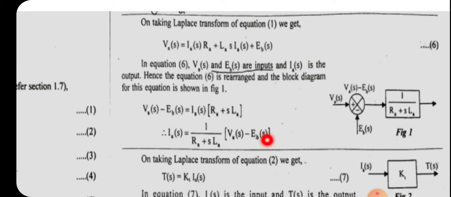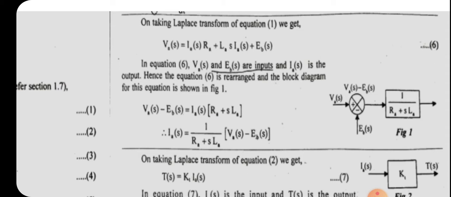So VA of S minus EB of S is equal to IA of S into RA plus S into LA. This is a simple rearrangement of equation 6. From it we find IA of S equals 1 by RA plus S LA into VA of S minus EB of S, and this is the current equation. So VA of S and EB of S are the inputs and IA of S the output.